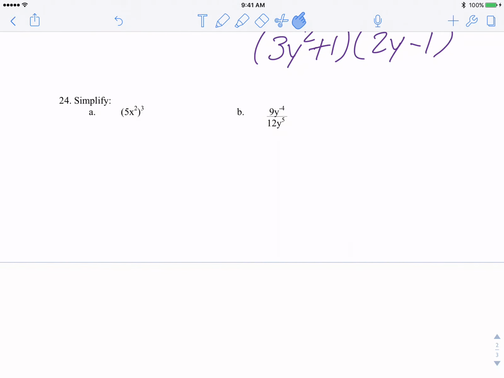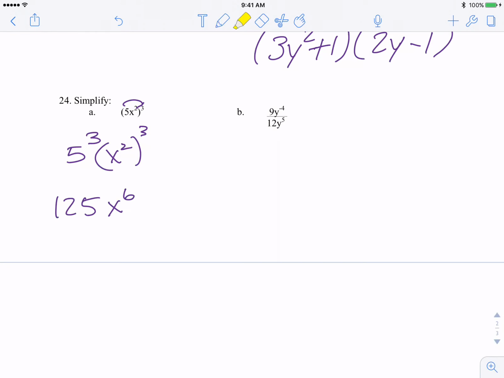24 is going into some review with some exponent properties. If I have power to a power, I need to distribute that power to everything. So I have 5 cubed, and then I have x squared cubed. So 5 cubed is 125, and then x squared cubed. That means I have 3 groups of x squared, so that would be x to the 6th.